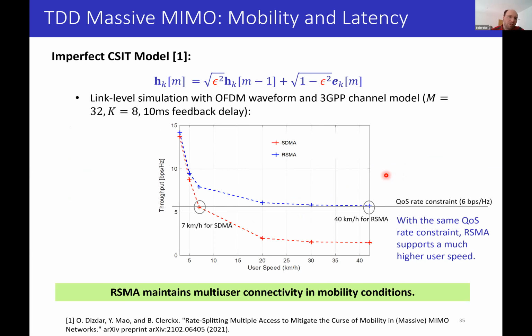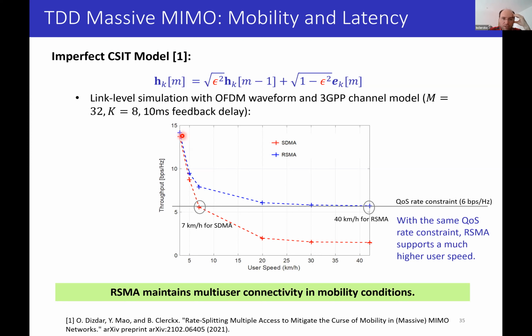Right, another problem in massive MIMO, even if it's TDD, even if you have accurate CSI estimation on the uplink, is mobility and latency. If you have a 10 millisecond delay between the time you perform channel estimation on the uplink and the time you actually schedule the user, then you have a significant performance loss depending on the user speed. This is what we see here. This is actually throughput, so this is really link level simulation. I will talk a bit about this later on.